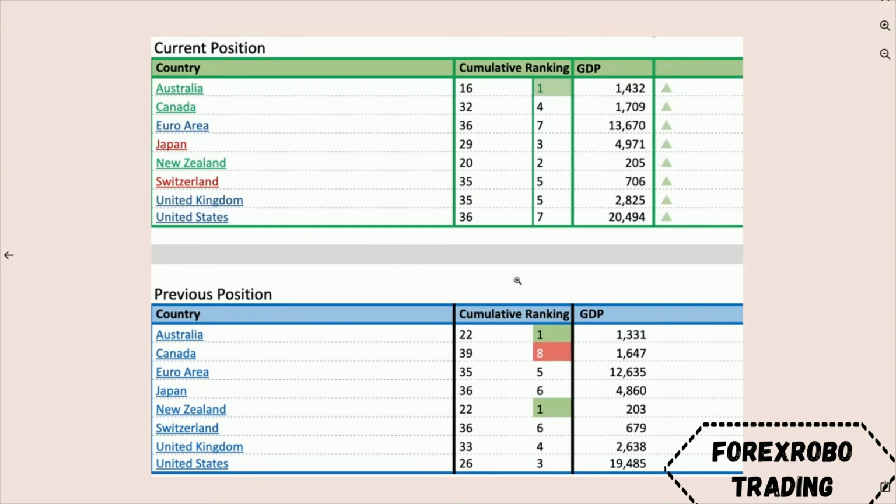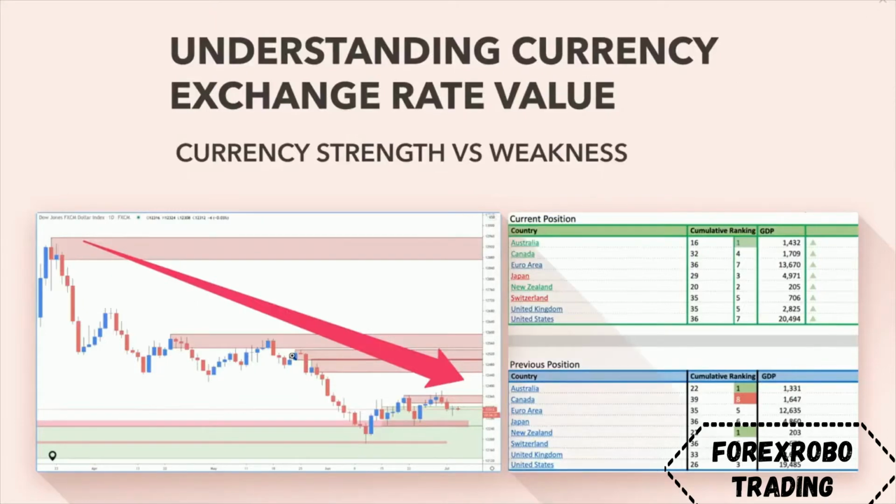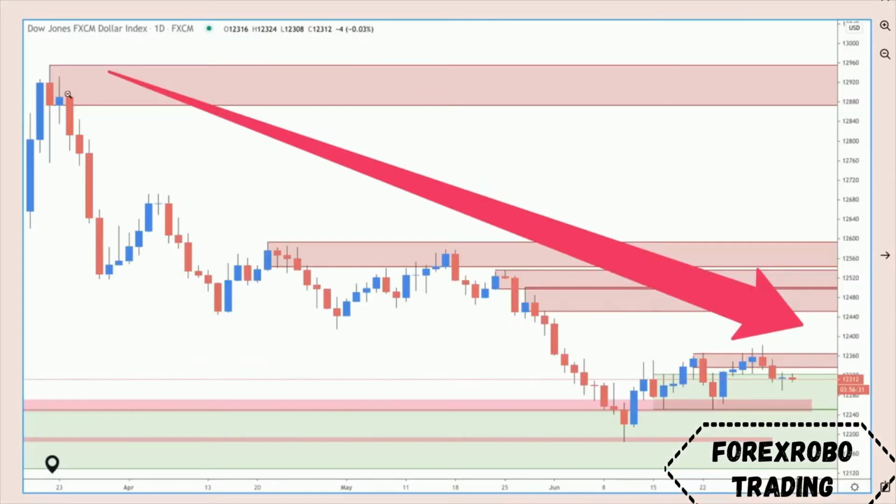So obviously the United States has got weaker over time, and look at what has happened to the United States dollar over the past 3-4 months since April. We can see the Dow Jones dollar index, which is a measure of dollar strength against major currencies like the euro, the yen, the pound, and also the Australian dollar. You can see what's happened over the past few months. We're now in July. I think today's July the 3rd.